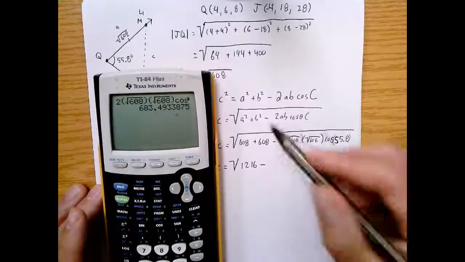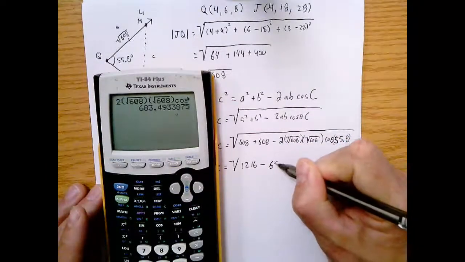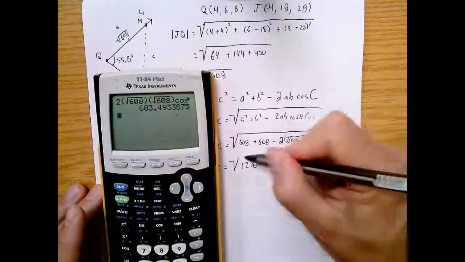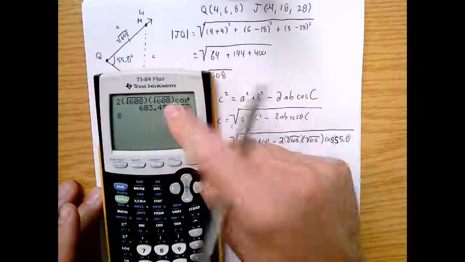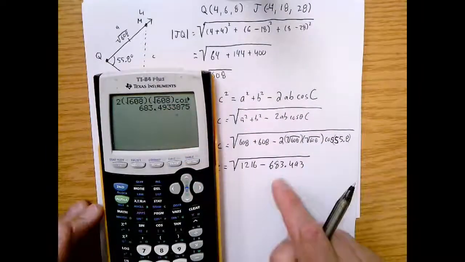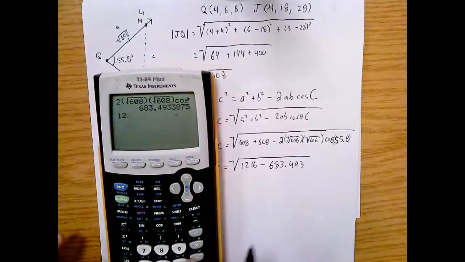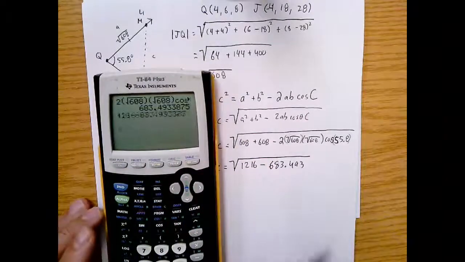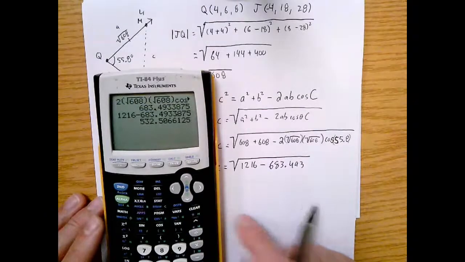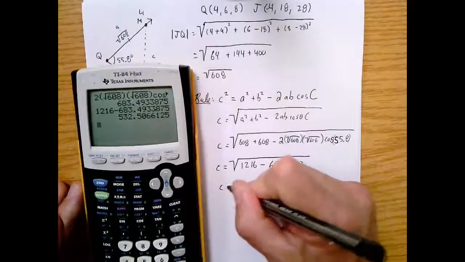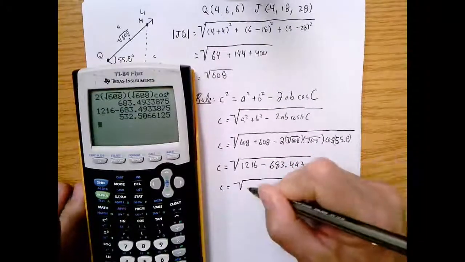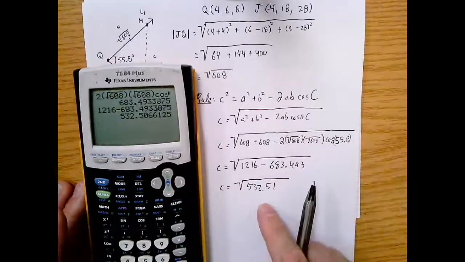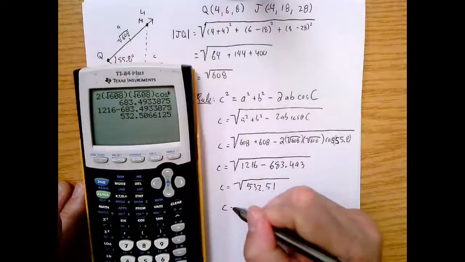Right, so you can write that in. You would write 683.493. I'm not actually going to calculate this way, I'm going to use my calculator. And again, I could have done this all in one line, and maybe I should have. So I'd say 1216 minus, and I go back and hit all of that. Boom. There you go. Your answer is going to be C is the square root of 532.51.